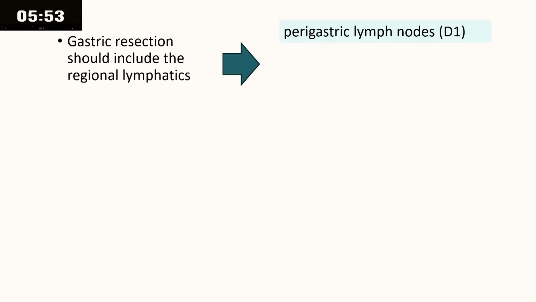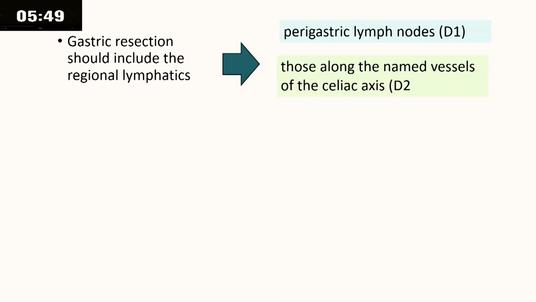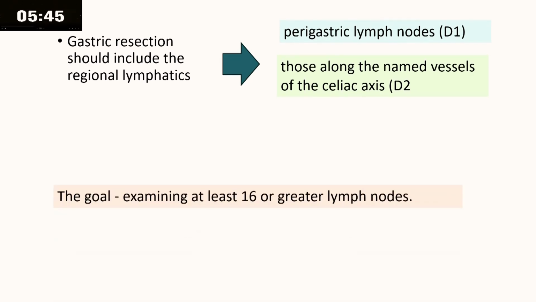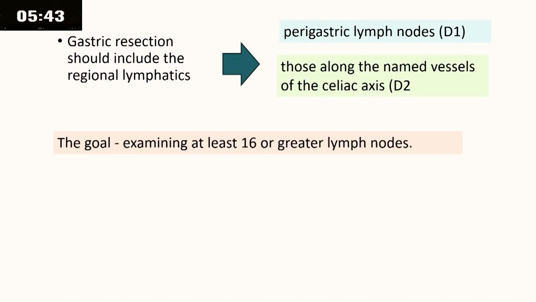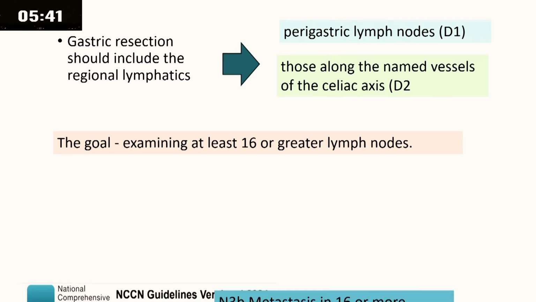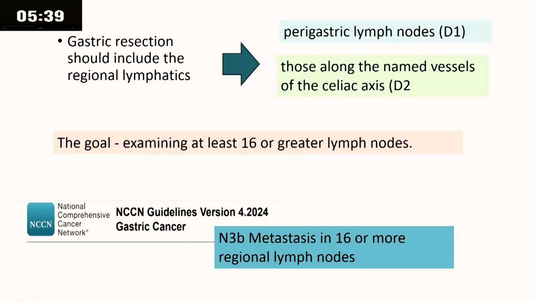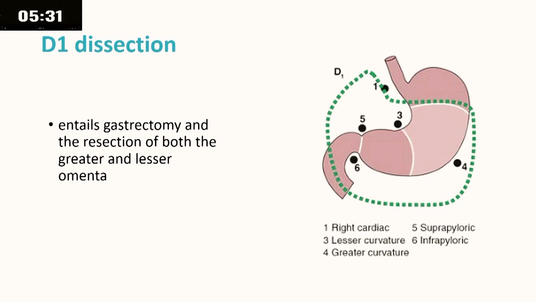Gastric resection should include the regional lymphatics like perigastric lymph nodes, or D1, or those along the named vessels of the celiac axis, or D2. The goal is examining at least 16 or more lymph nodes, because according to the NCCN guideline, N3 mets is in 16 or more regional lymph nodes. So at least 16 lymph nodes should be examined.